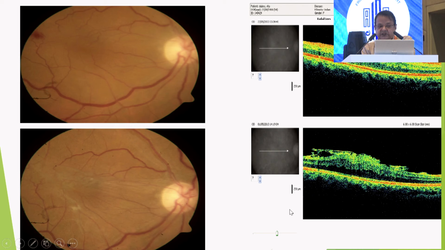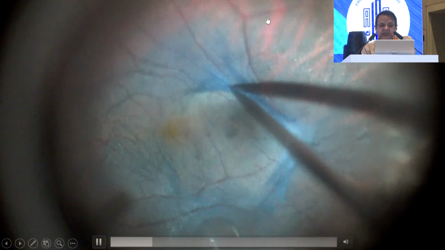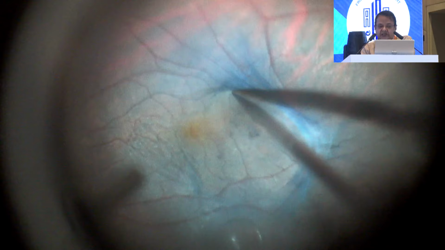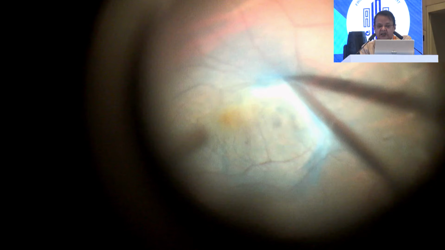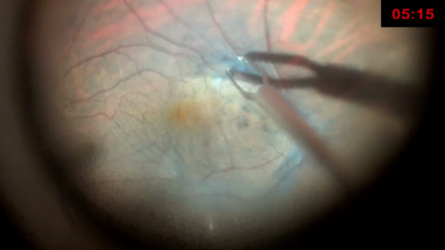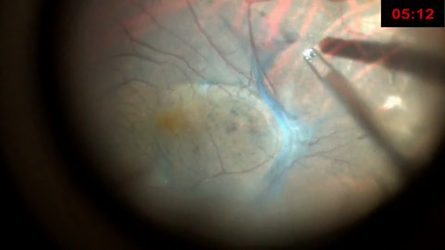This is another patient, post-VR surgery, post-silicone oil. You can see the laser marks here. Since we couldn't identify the membrane, after a fluid air exchange we put in a Reti Blue dye. And with the help of a 25 gauge MVR, the edge of the membrane is created. And once you have created the edge, then the membrane is peeled.